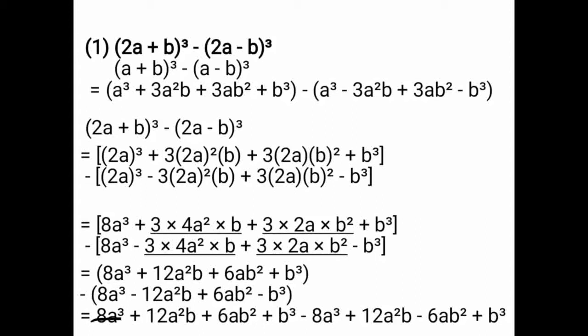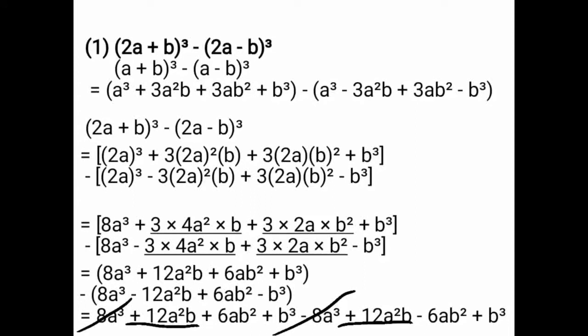Here 8a cube is there and here minus 8a cube is there. 8 minus 8 is 0, that is the answer. That is 8a cube minus 8a cube. The answer is 0, so you have to cancel. Then the other is plus 12a square b plus 12a square b.